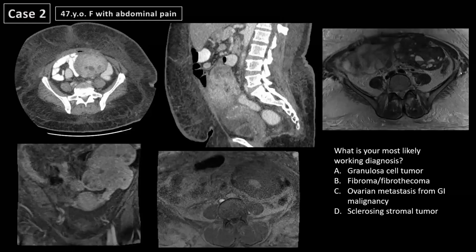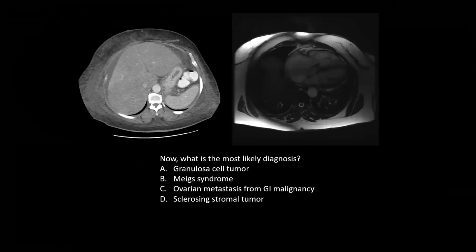Okay, so let's go back to our case. In our case, we have the solid component that is low T2, and we have the hemorrhagic leveling, and we have, as we said, the hypervascular component. So digging more in the history and more in the images, we have other additional images for the same patient. So what do you think the most likely diagnosis is now? You can vote now.